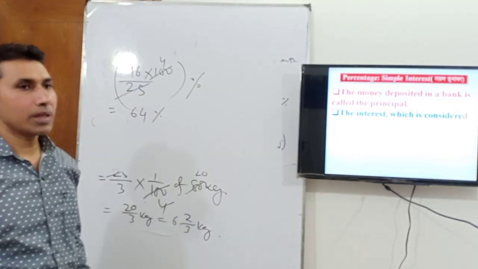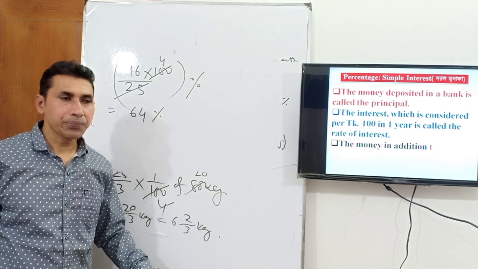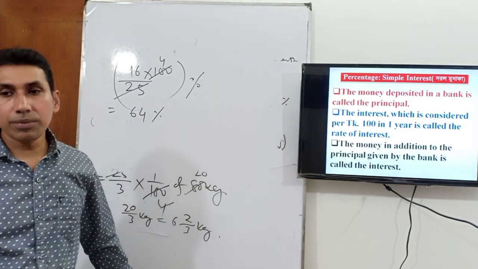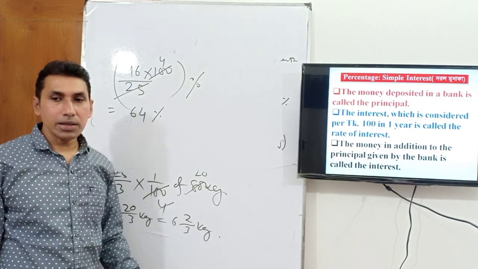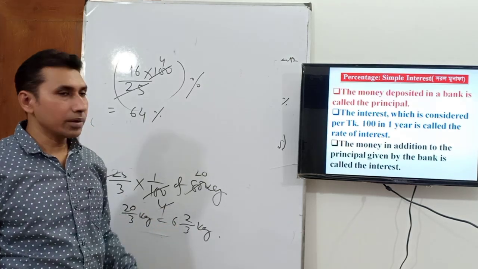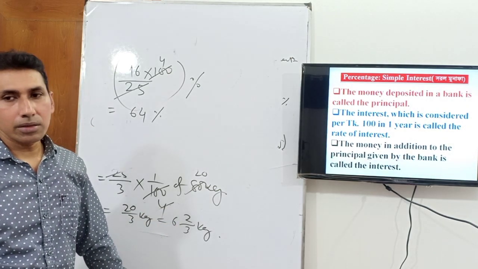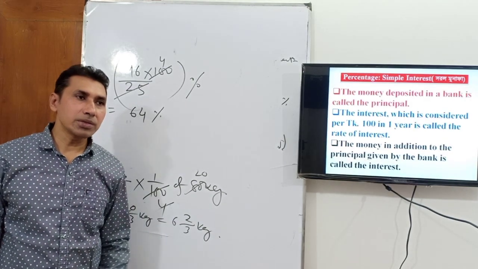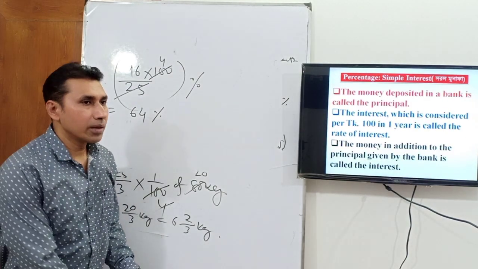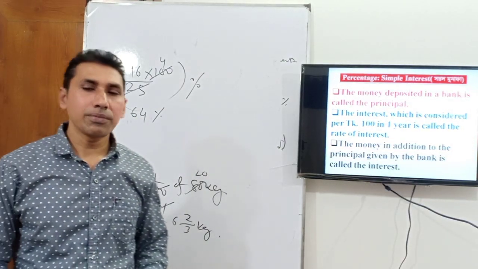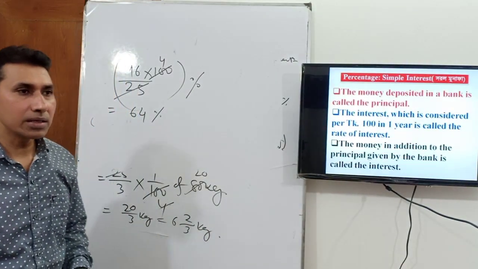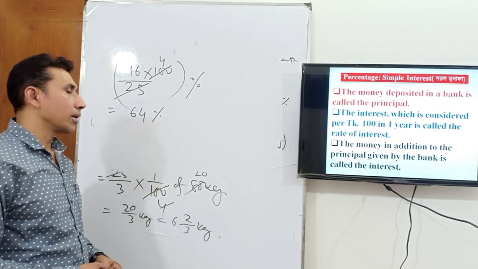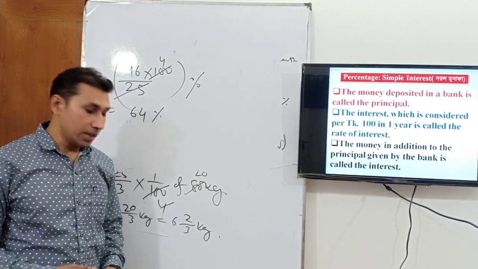Next I discuss the formula, that is the simple interest. Simple interest includes the principal, rate of interest, and interest. So the formula is that, and the definition of principal, interest, rate of interest is that the money deposited in a bank is called principal. Then the interest which is considered per taka 100 in 1 year is called rate of interest. Then the money added to the principal given by the bank is called interest.